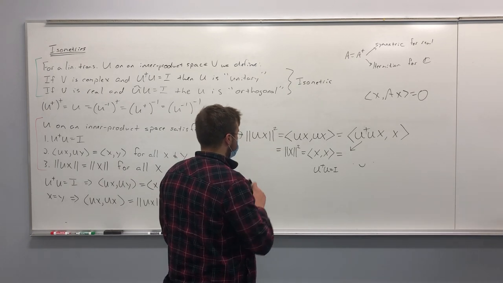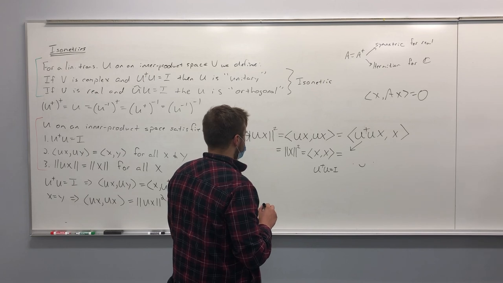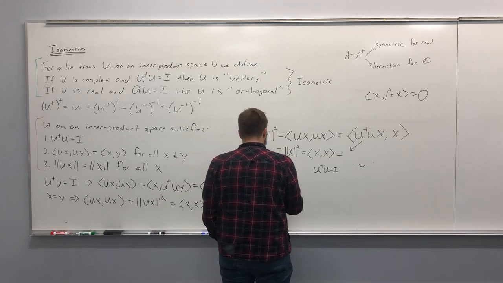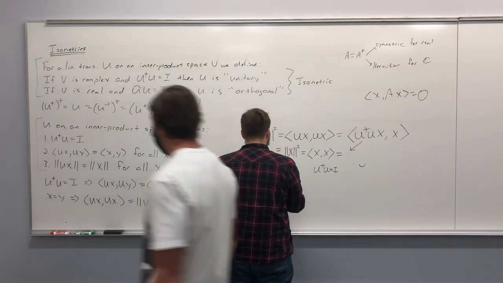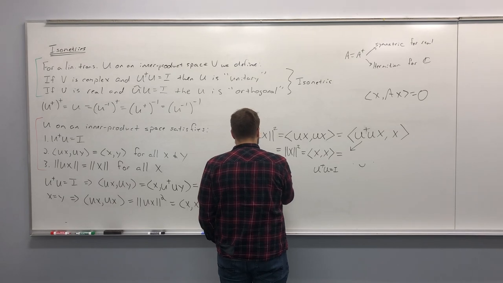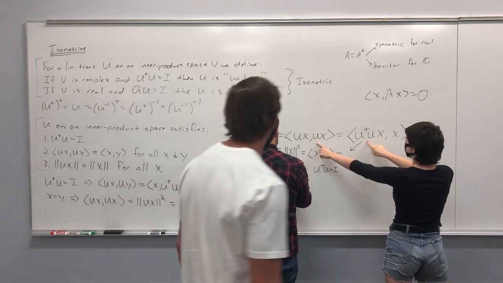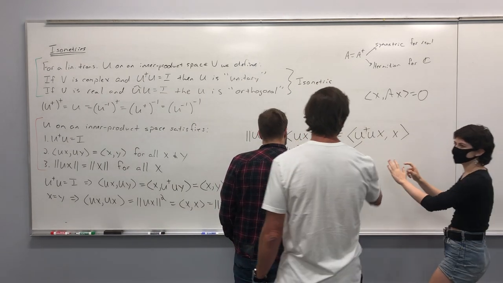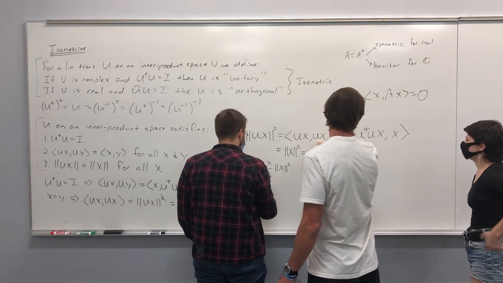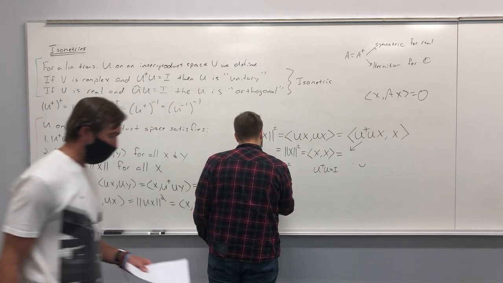Can I ask, Alex, I have a question about this. In that step where the inner product of ux, ux became u dagger u x, x, is that allowed without assuming that it's the identity? Is it okay to go from here to here? Yeah, that's always okay, because that's the definition of the adjoint: you can move it from one item in the inner product to another. Okay, cool. That's valid. Right.